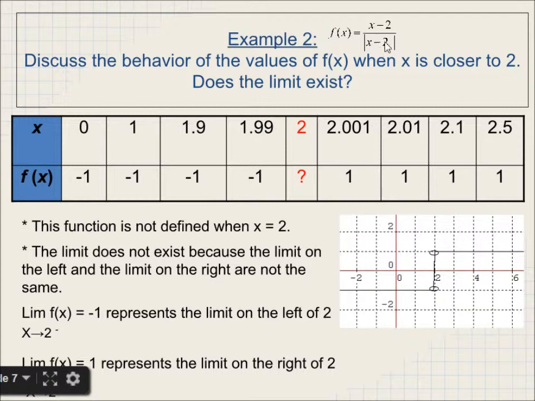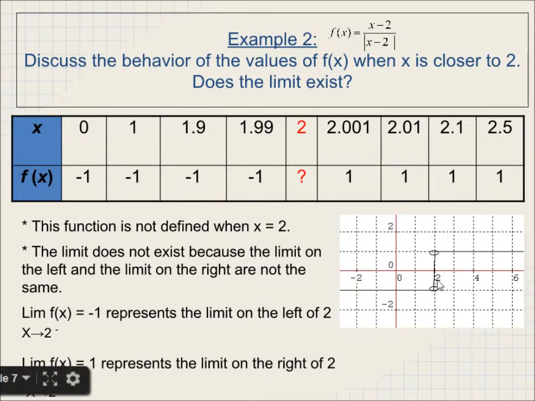Here also, if we try to simplify this equation, x minus 2, when it comes out of the mod, has both positive and negative values, because as of now we don't know the actual value. So first we take minus of x minus 2, which cancels and makes it minus 1, and then if we take positive x minus 2 in the denominator, both get cancelled and we get positive 1. So we have minus 1 and 1. So whenever x gets closer to 2, the limit is not defined. The function is not defined when x is equal to 2.